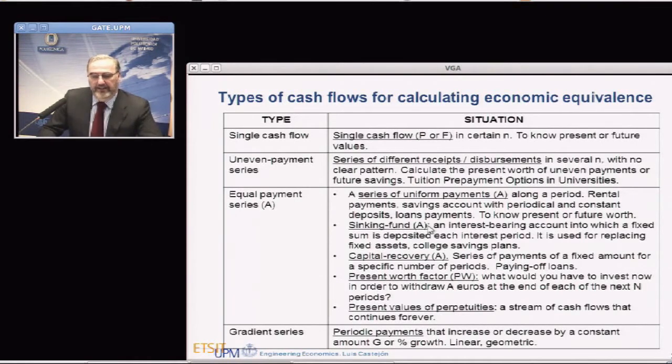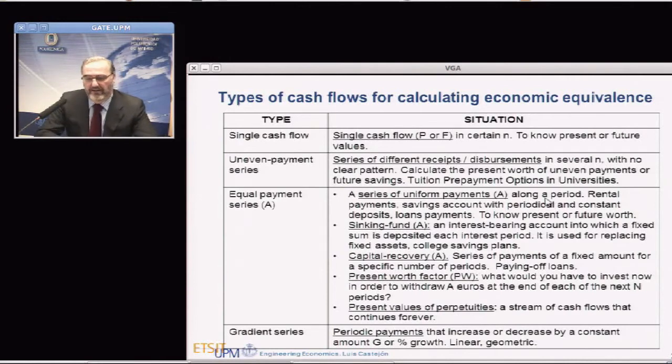What is a sinking fund? It is another real situation. In that case, we are creating a future fund. We are saving today for having a certain amount of money in the future. So we make those savings, and every month or every year we save a fixed sum, we deposit in each interest period. This fixed amount is A.